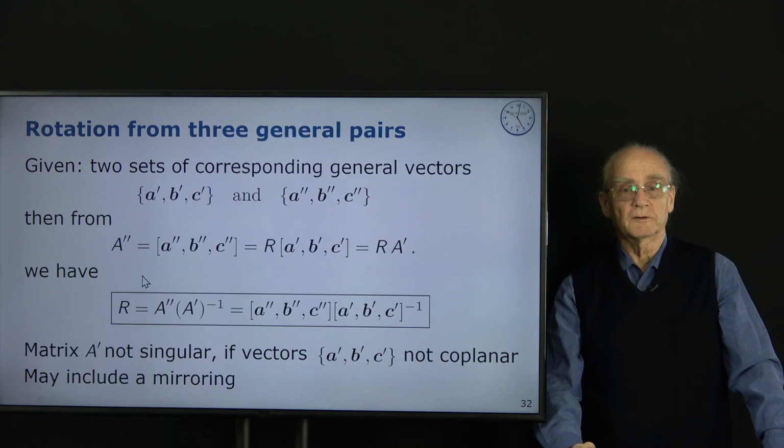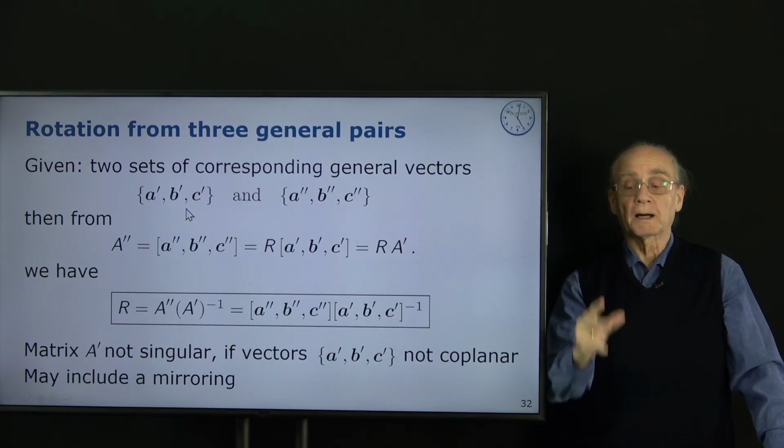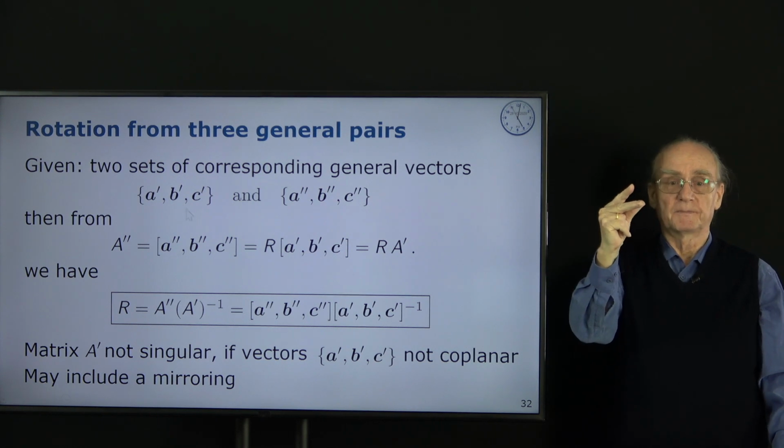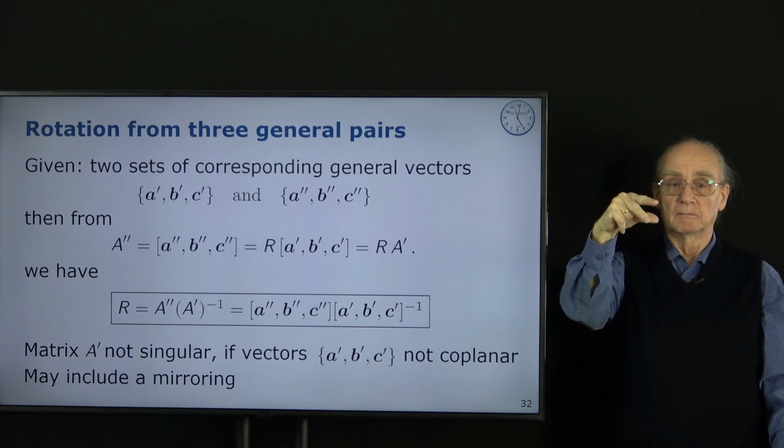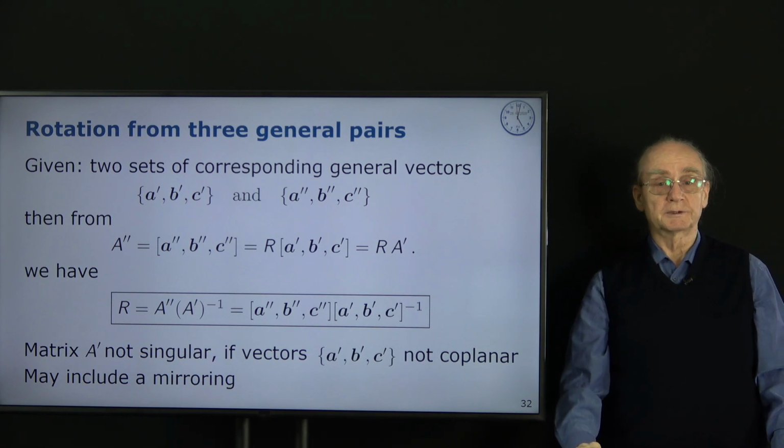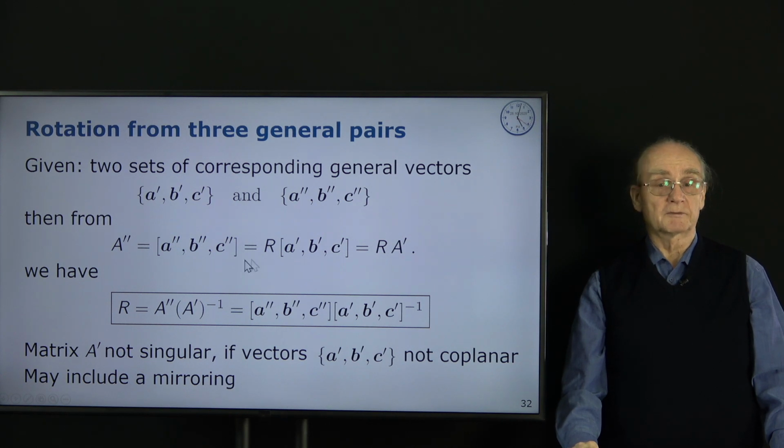Now let's assume we have three arbitrary vectors, let's say these ones, and we rotate them. Then of course we have a matrix A double prime, which has these three columns, and we have a second matrix A prime, and we see that if we multiply these vectors A prime with R, we get A double prime, etc.